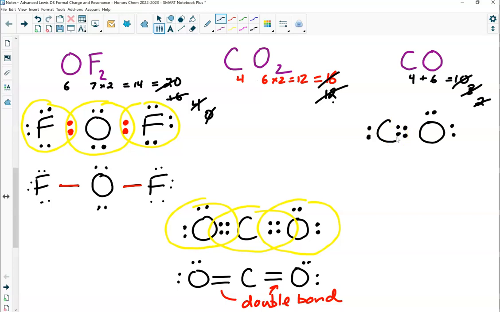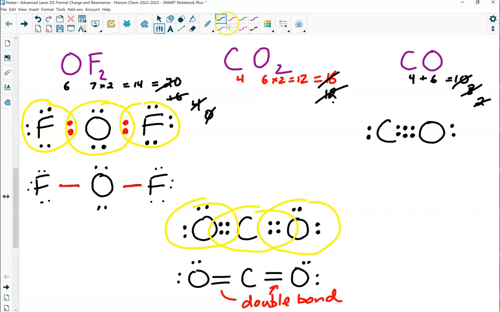No. So what do I need to do? Move another pair from the outside atom. So I'm going to move those. It doesn't matter which pair you move in. I'm going to move those in there. Now, does oxygen have 8? Yes. Does carbon have 8? Yeah. That, my friends, is a triple bond.